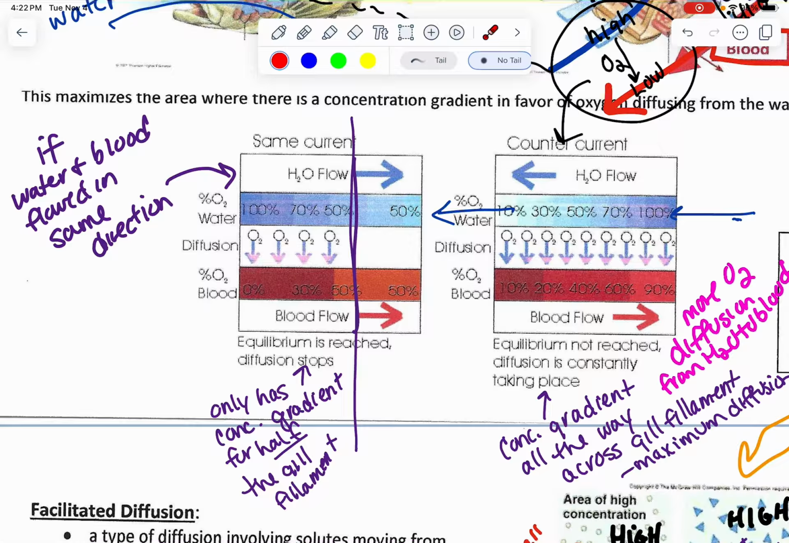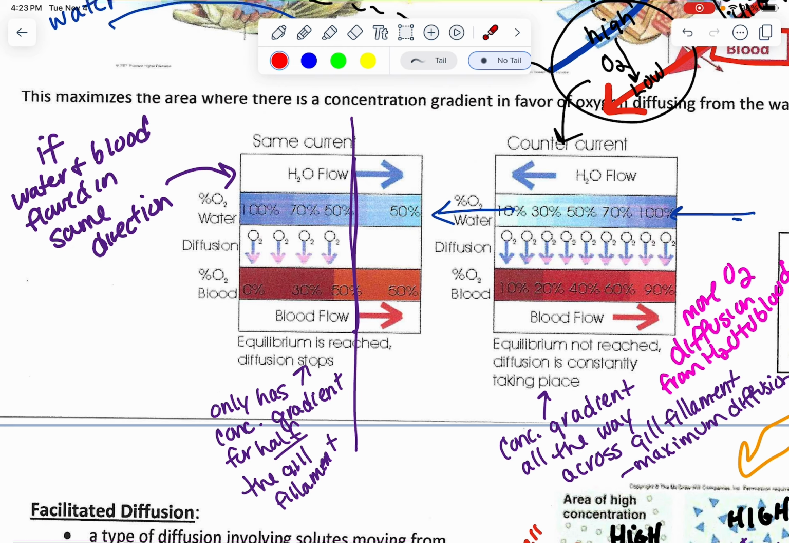Just to make that point clear, this is what would happen if water and blood flowed in the same direction. Let's just look at it. So if the water is coming in with the highest amount of oxygen and it's going this way, and the blood is coming in with the lowest amount of oxygen, it's also going that way. Yes, there's a big concentration gradient here, and oxygen is going to be diffusing, but there's a time element here. As the water flows and the blood flows, halfway across that gill filament, you reach sort of equilibrium, and so on the other half of that time, they're in equilibrium, so there's no net movement of oxygen.